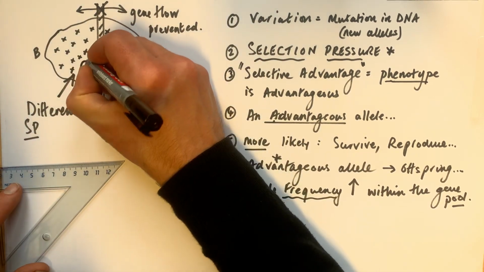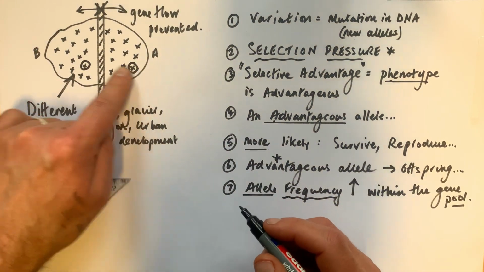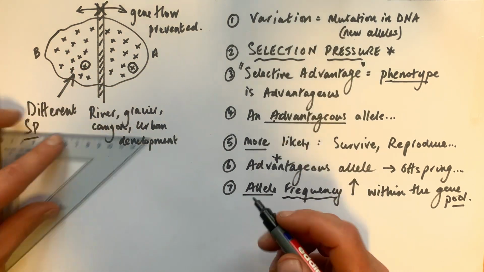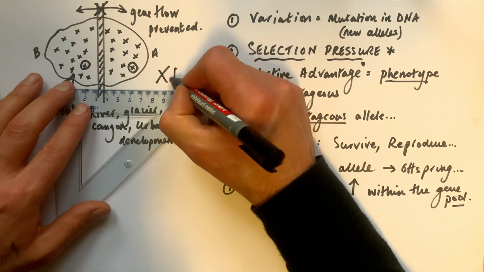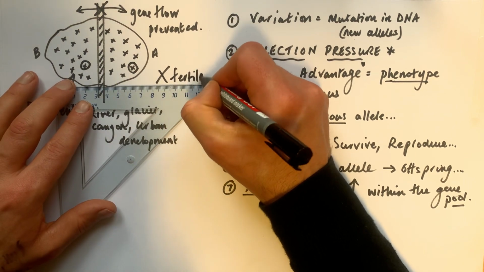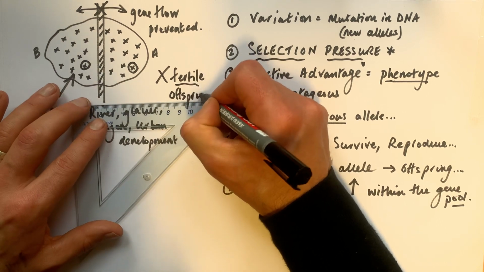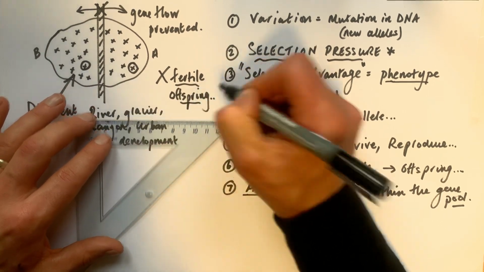So why can't these interbreed? So if you take a female from population A and maybe a male from population B, and you interbreed them, but they do not make fertile offspring, then we can start to think that maybe they've evolved into separate species.